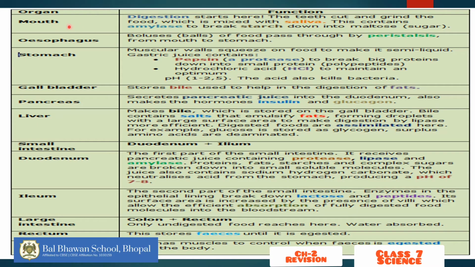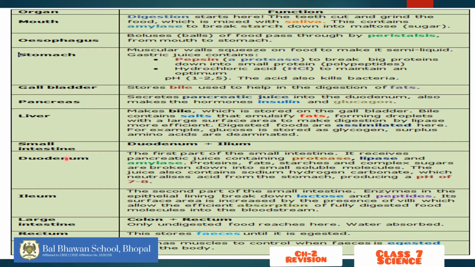Now, as we discussed, in the mouth, digestion takes place, teeth chew the food, grind the food, and then it is mixed with saliva. The esophagus, as we already discussed, just pushes the food from the mouth to the stomach by peristalsis. Then, in the case of the stomach, the muscular wall secretes gastric juice. Gastric juice contains pepsin, hydrochloric acid, and also mucus so as to protect the walls of the cells of the stomach.